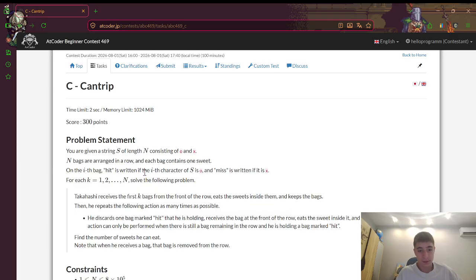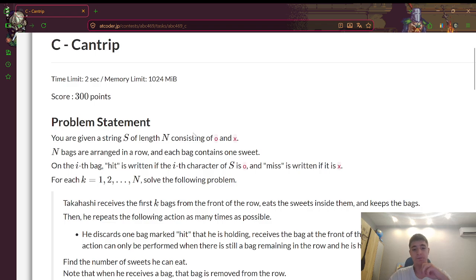So you're given a string of length N that consists of O and X, and bags are arranged in a row, and each bag contains one sweet. On the i-th bag, hit is written if the i-th character of S is O, and miss is written if it is X. For each index, solve the following problem.